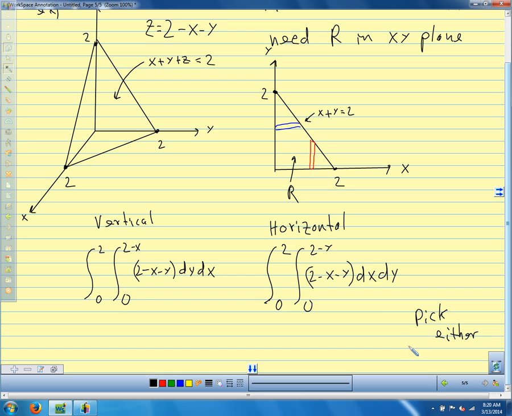And like I said yesterday, my first choice is usually dy dx, and that's just my preference. It's easier for me to think that way. And then if that one doesn't look nice, I try to switch it around the other way. All right, questions on that example?